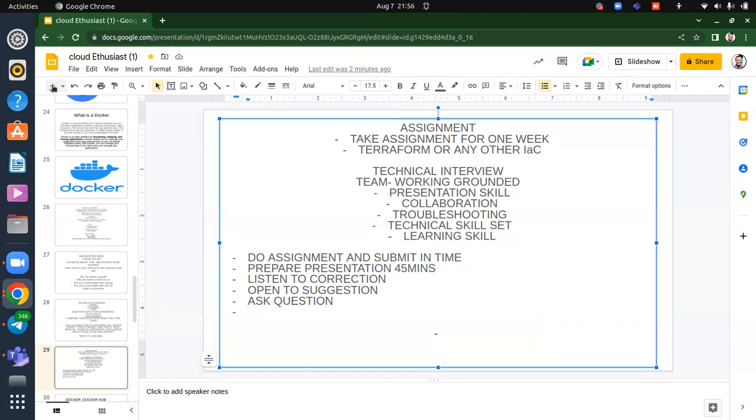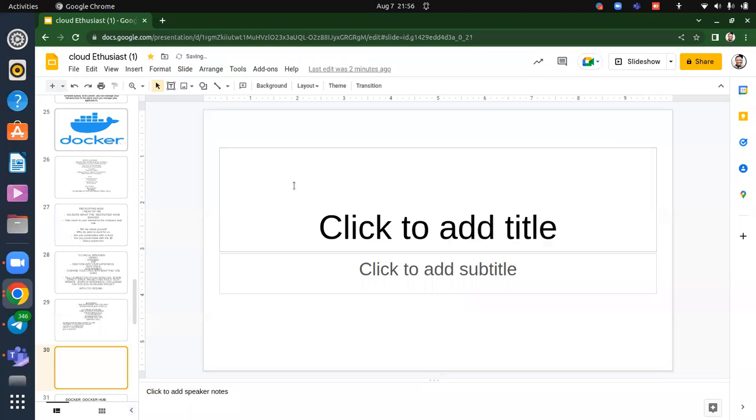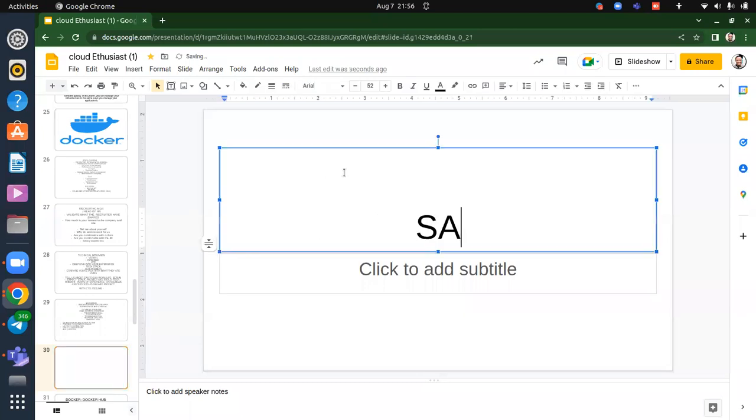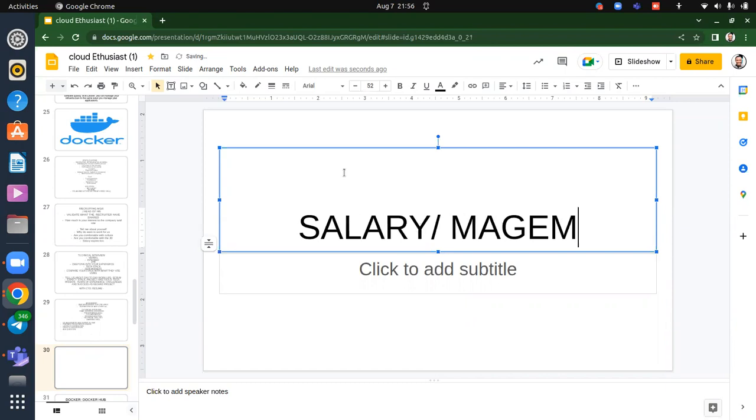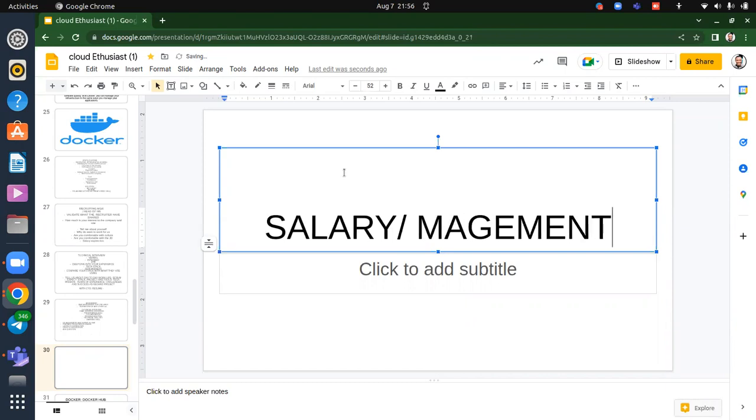The other one is going to be salary negotiation and stroke meeting management. Sometimes after this particular technical interview, they'll send you an offer letter. That's what I mean by salary negotiation. Don't accept just any offer letter they give to you.